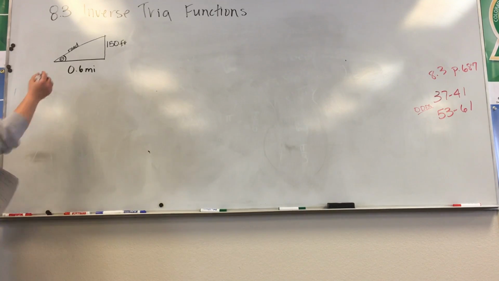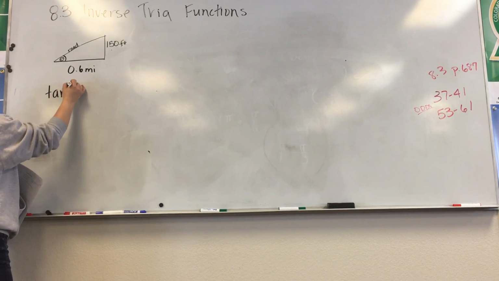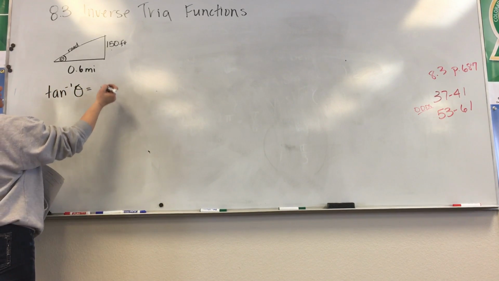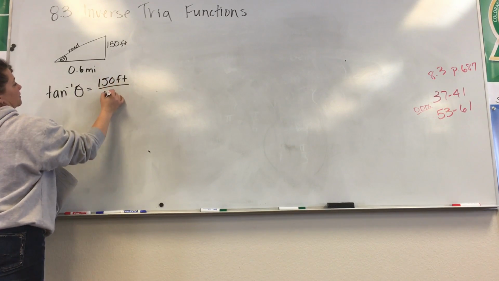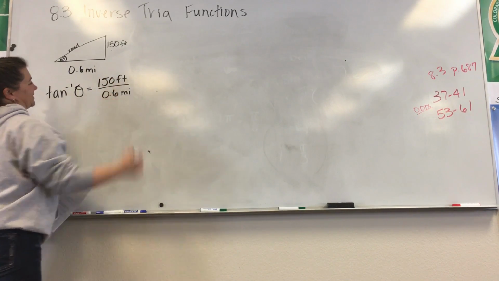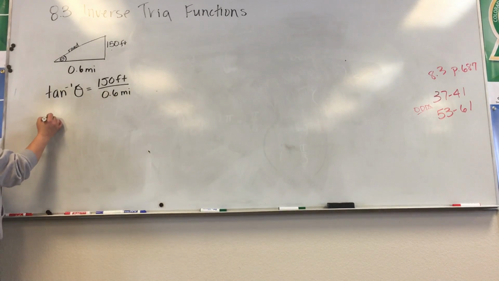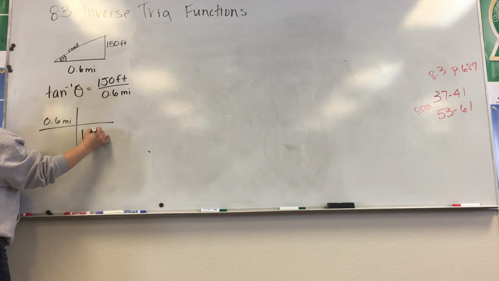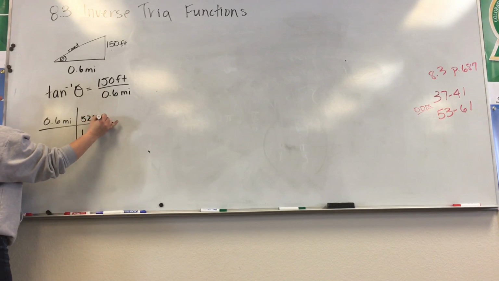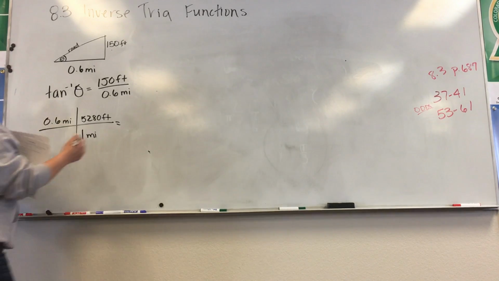Reverse tangent, because we have opposite over adjacent. So the inverse tangent is 150 feet. We have to convert it. I'm going to convert the miles to feet because that'll get rid of my decimal. So 0.6 miles, 1 mile is 5,280 feet. That gives me an answer of 3,168 feet.